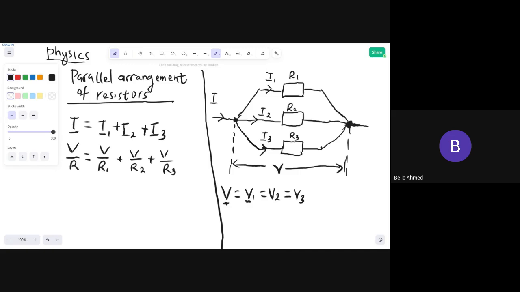So what are we saying now? Now I can factorize V out. So I can say V times 1 over R, because V times 1 is still V. So here is equal to V. Now I'm going to factorize V out of all these, so at the end of the day, in brackets, I have 1 over R1 plus 1 over R2 plus 1 over R3.